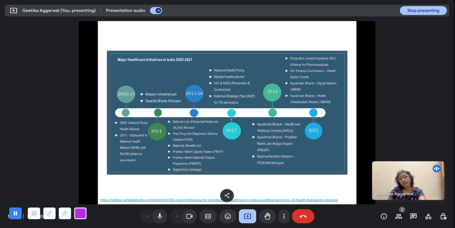So many initiatives India has been making for improving the public health of the country, but somewhere or the other, we fall short, and there are many gaps that we still as a country need to fill to get better at our public health initiatives.